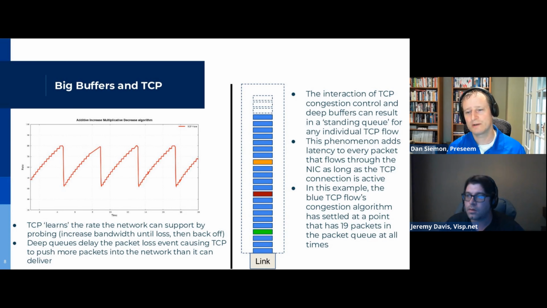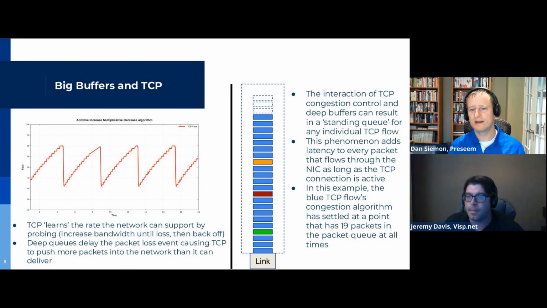So what we're trying to show on the side there is this blue flow, which is maybe like a big Netflix stream. It's established this standing queue where this queue has a whole lot of blue packets all the time. But the other applications, that green packet, the orange packet, the red packet, they're stuck waiting behind that queue. You can think of that as bad queue. You need a queue for link utilization, but when you have this many packets in the queue, it's not accomplishing anything other than adding latency. And that's really where this gets nasty.